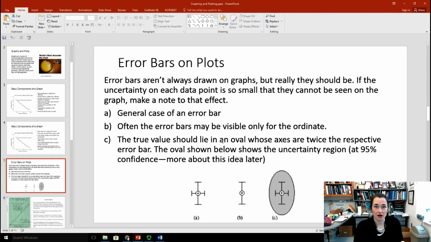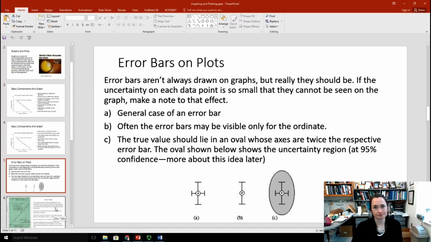Now, the real truth of error bars is that they don't fully describe where the data point might lie, and also it's not like it's a rectangle, okay? So if you're looking at a data point, you should draw yourself a little oval or circle around that data point and mentally draw that and understand that the true value could lie anywhere in that circle. We're going to talk more about confidence limits later on as we go in the course, but basically the oval shows the uncertainty region where you're 95% confident that the true point lies within that bound. Okay? So that's what we've got there.